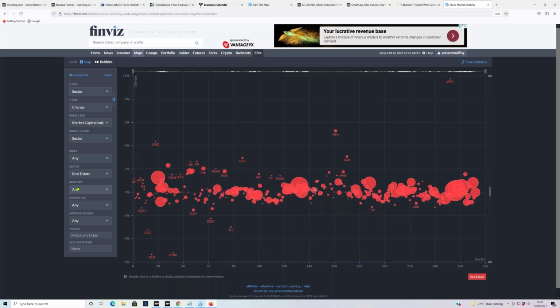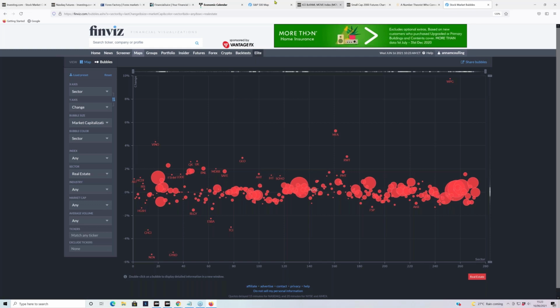And you can refine it even more, filtering it however you want, and you get these lovely bubbles. You've got the market cap, you've got average volume, etc.